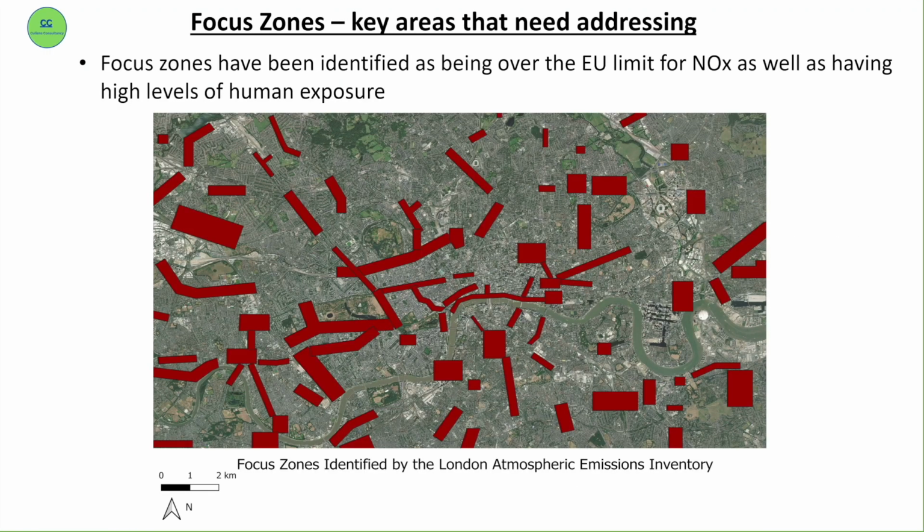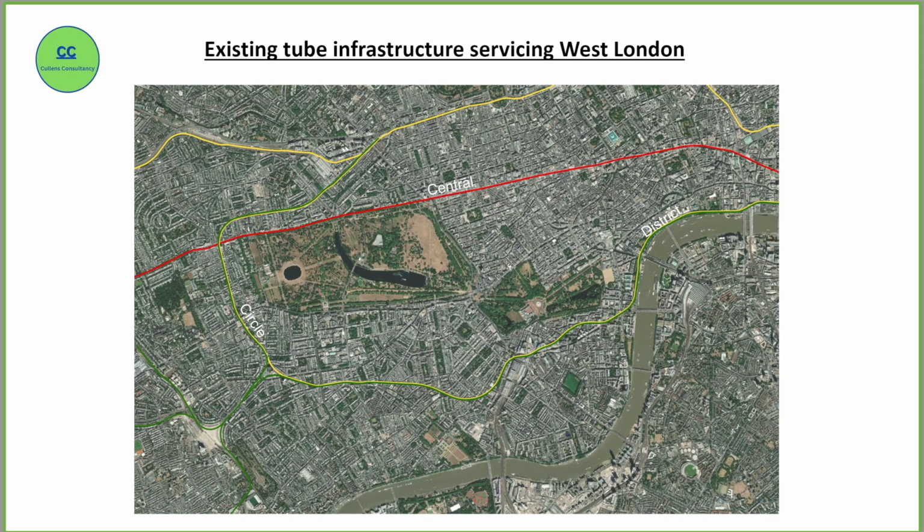The combination of a high exposure of children and high concentrations of nitrogen oxide in these areas has led to them being identified as focus zones by the London Atmospheric Emissions Inventory, which are zones where nitrogen oxide concentrations are over the EU limits and human exposure levels are considered high. Alternatives to commuting into central London from West London by personal transport are already in place, in the form of the Central and Circle lines.